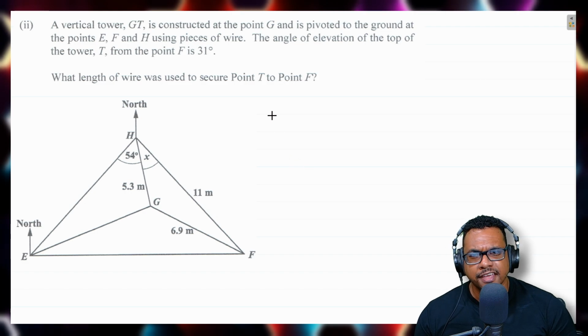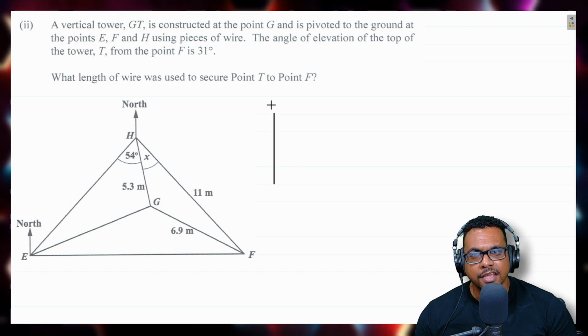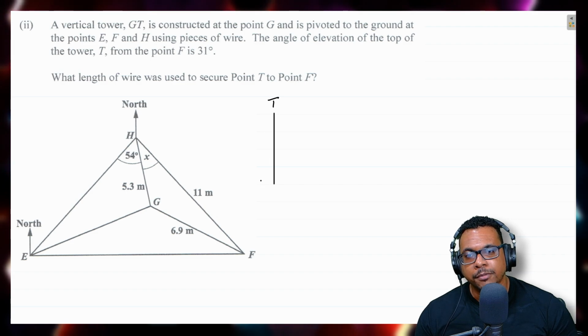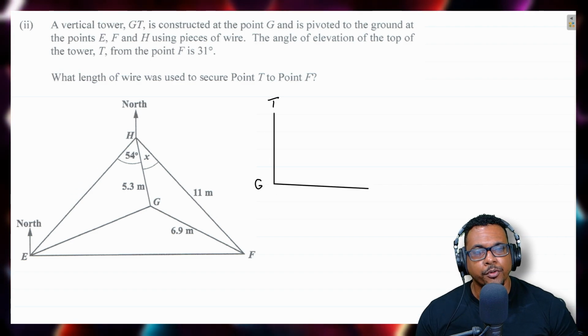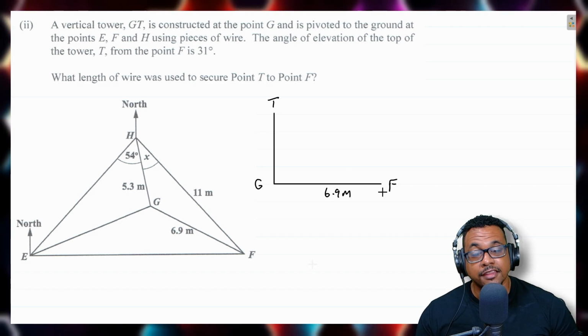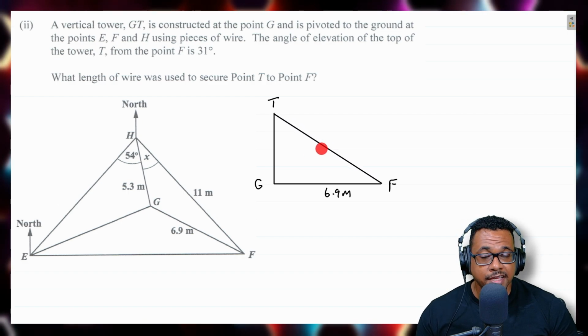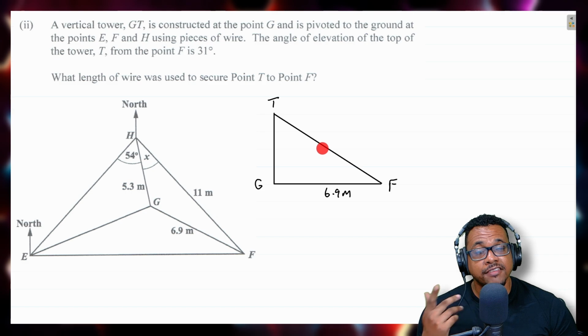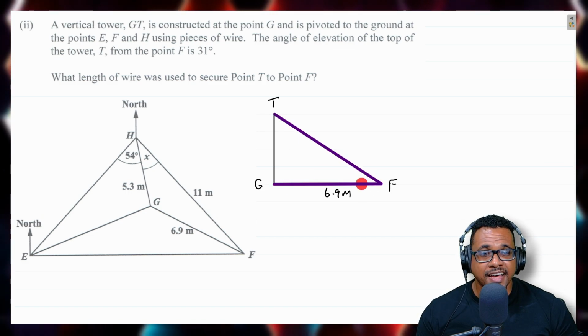What we're going to have here is a vertical tower, where here's the top of the tower T and the bottom of the tower is G. Then horizontally to the point F, this is F, we're going to have that 6.9 meters. And therefore, the wire connecting F to the top of the tower is going to be this line here. And the angle of elevation, from horizontal looking up from F, would be this angle here.